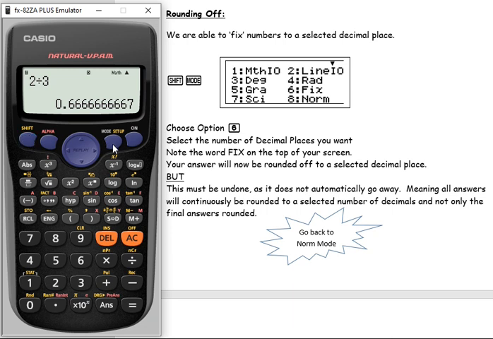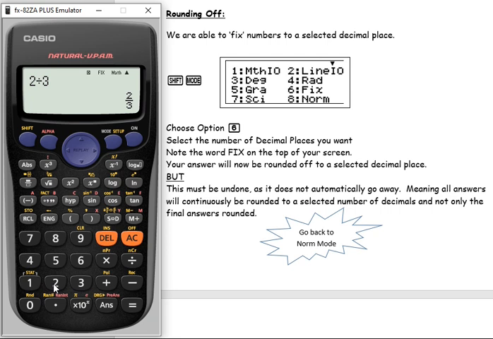Shift and setup. We are going to look at option number 6 now, where it says to me fix. Because to fix something is to make it right or correct to. Choose number 6. It asks us now, fix 0 to 9. That is asking you how many decimal places do you want your answer rounded off to. I want 2 decimal places, so therefore I'm going to select option number 2.